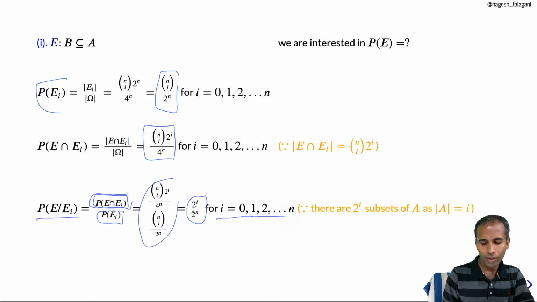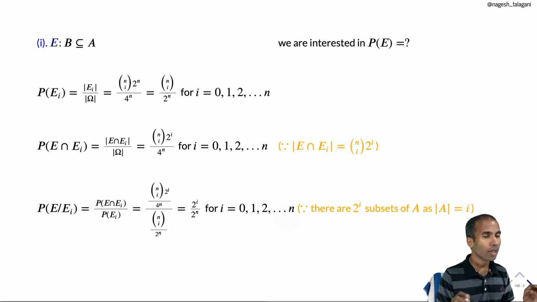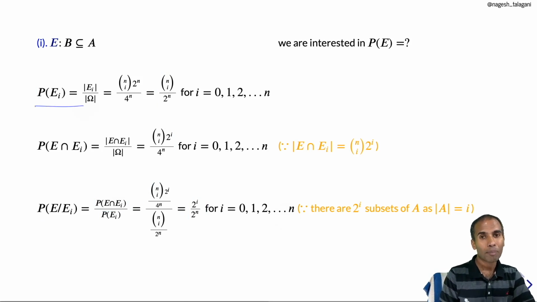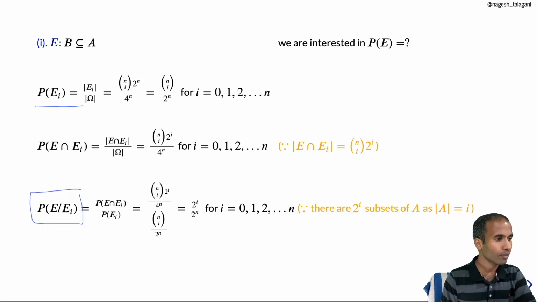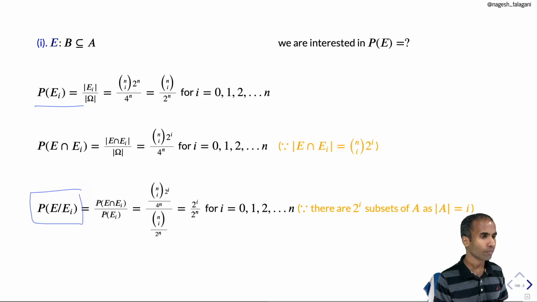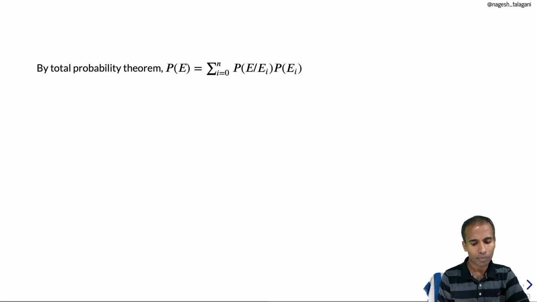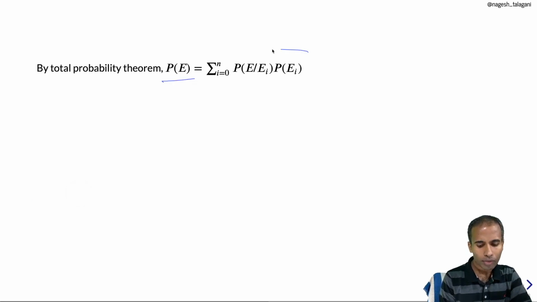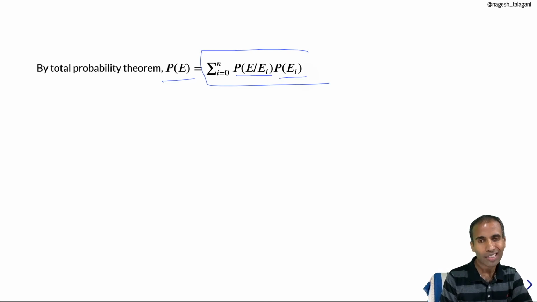Okay, fine. Now here these probabilities of Ei are prior probabilities because E0, E1, and so on, En form a partition for omega, and the probabilities of E given Ei are likelihood probabilities of E. Okay, fine. Now, from the total probability theorem, the probability of E equals the summation i equal to 0 to n of the probability of E given Ei times the probability of Ei. Now we have everything in this expression.